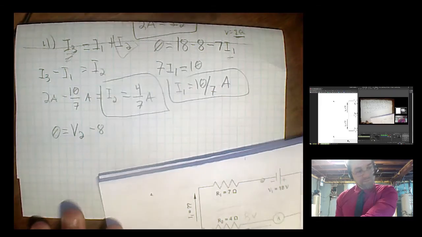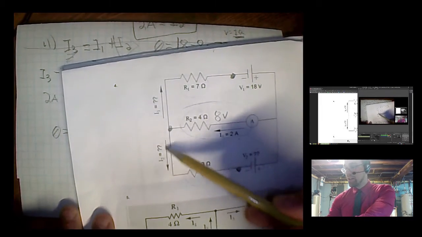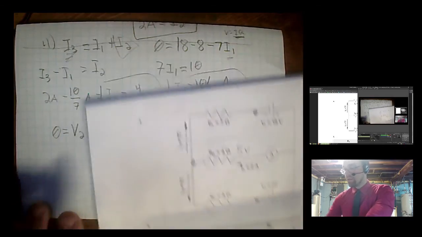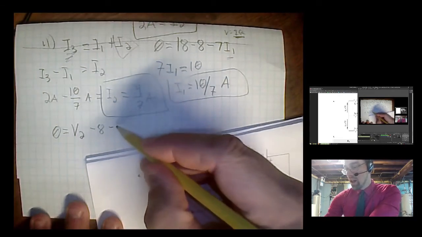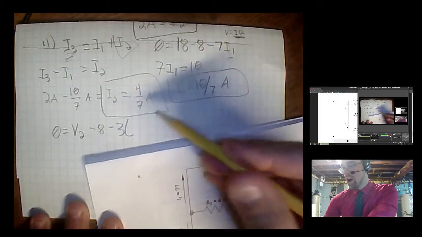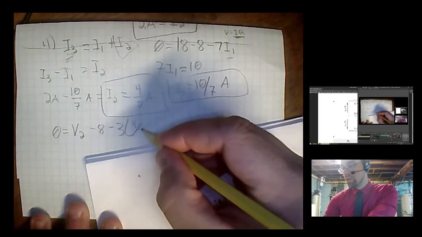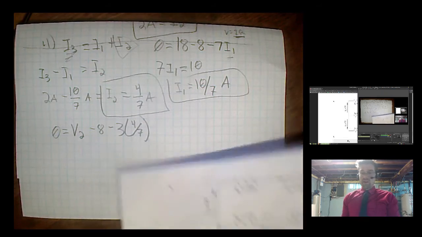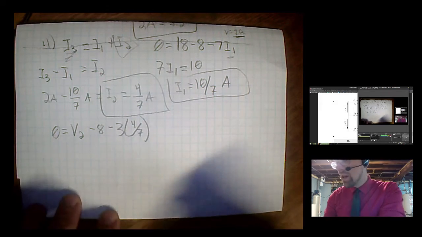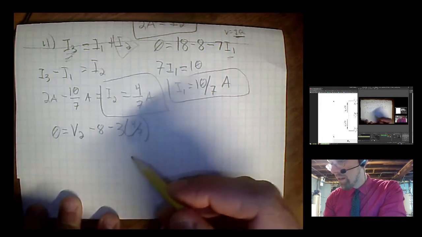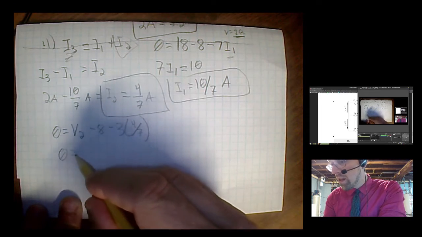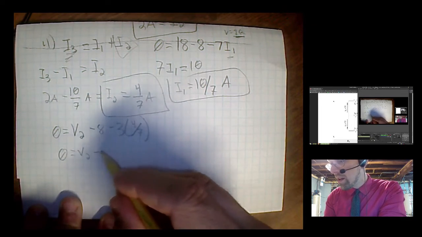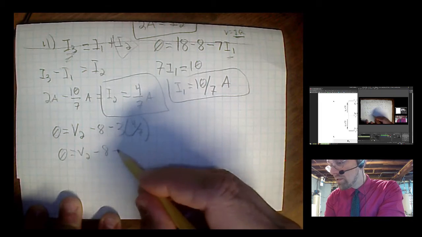And then the last term here is I2 times 3 ohms, so minus 3 I2. We have a value for I2. It's 4/7 of an amp. V2 is the only unknown here. Let's rearrange for it and solve. So what's that? Minus 12/7.